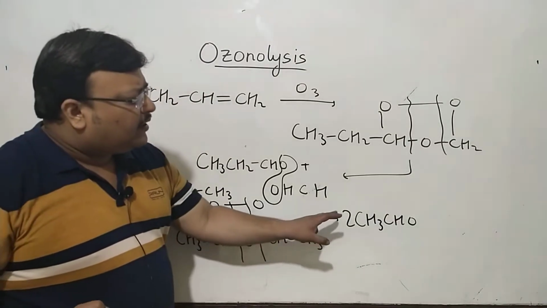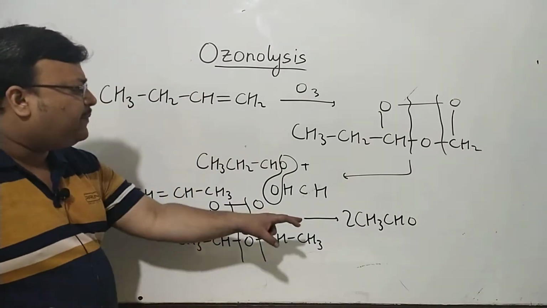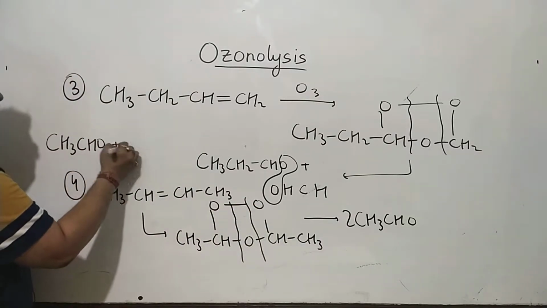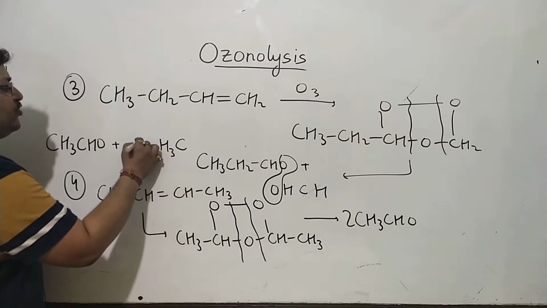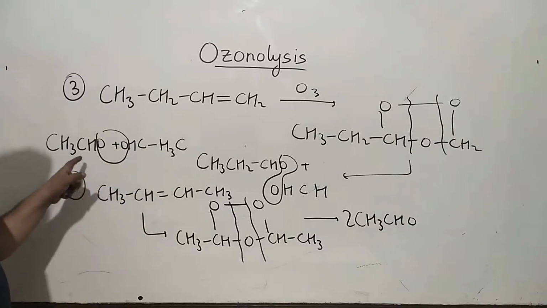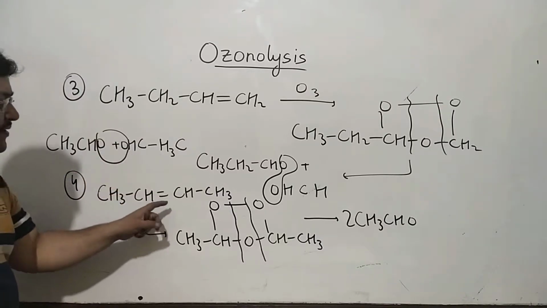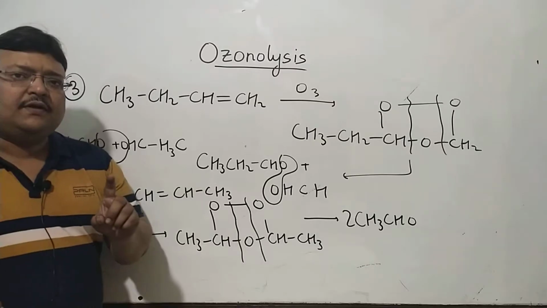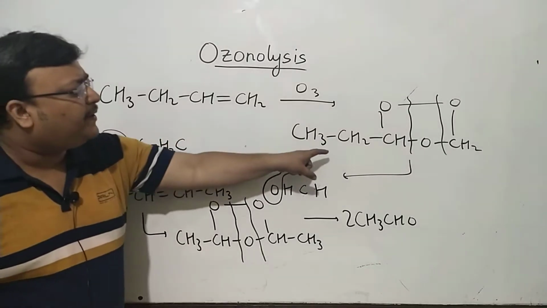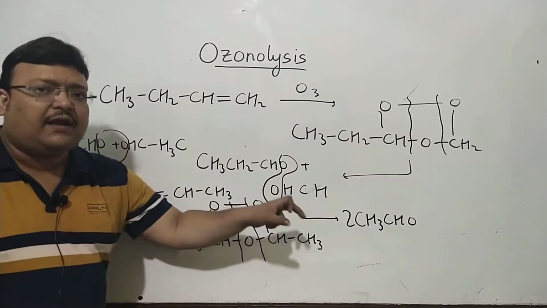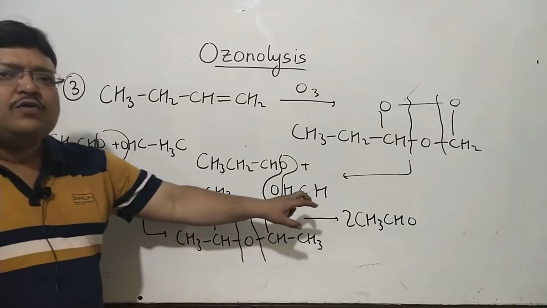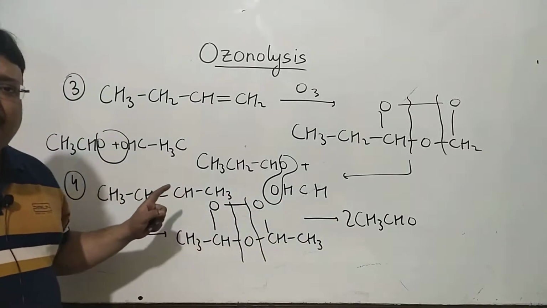Now yet again, keeping two ethanal next to each other, I can have the oxygen removed and arrive at the structure of CH3-CH=CH-CH3, which is but-2-ene. So but-1-ene will give me a mixture of a 3 carbon compound and a 1 carbon compound, which is propanal and methanal. But-2-ene will give me 2 moles of the same 2 carbon compound, which is ethanal.